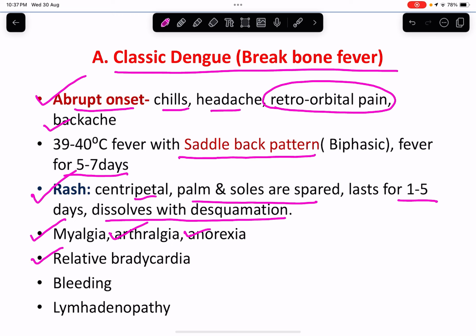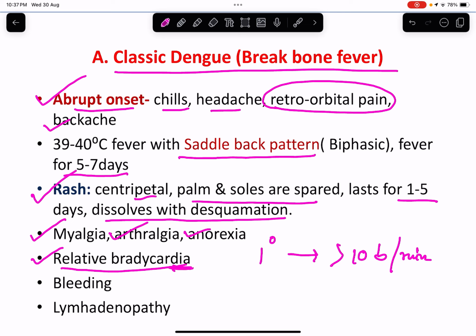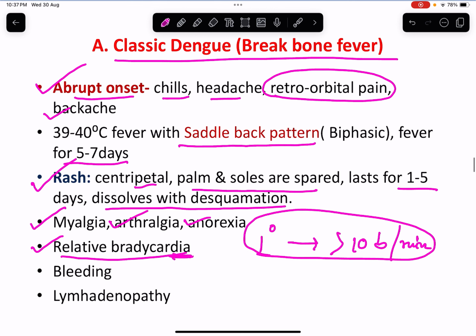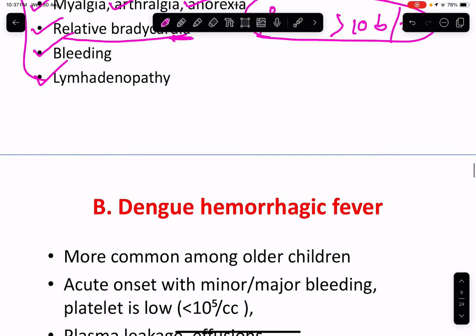There may be relative bradycardia. What is relative bradycardia? Normally with every 1 degree rise of temperature, there will be increase in heart rate by 10 beats per minute. But in case of relative bradycardia, with increase in temperature the heart rate will increase, but not in this particular ratio. The increase in heart rate will be less than 10. So this is known as relative bradycardia. In dengue we get relative bradycardia, and one more condition, enteric fever also we get relative bradycardia. There may be bleeding and lymphadenopathy. So these are the manifestations of classic dengue or breakbone fever.